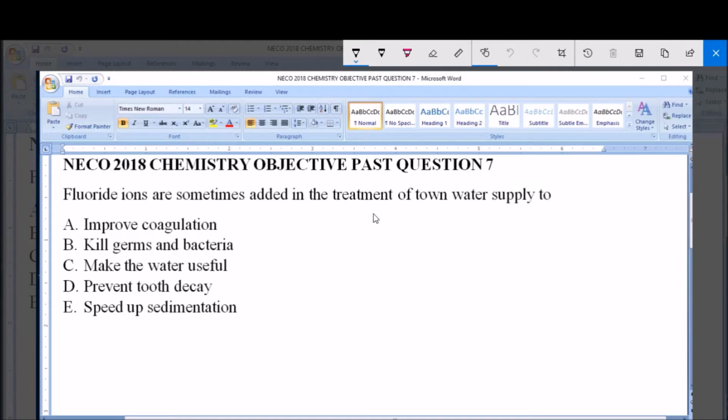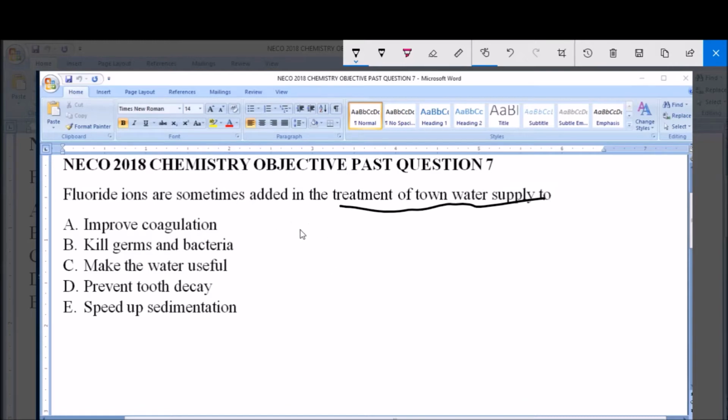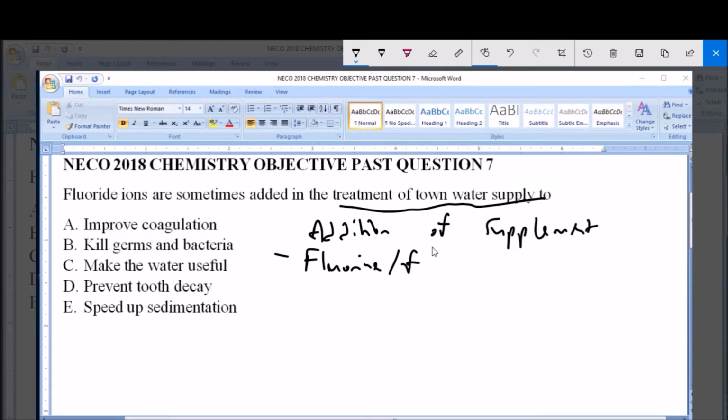Now, in the treatment of town water supply, there are various steps that are taken, such as coagulation, sedimentation, etc. But one of the steps involved is addition of supplements. And these supplements usually include fluorine or fluoride ions and also iodine. Now, these supplements are added, of course, for the various functions they perform in the human body.